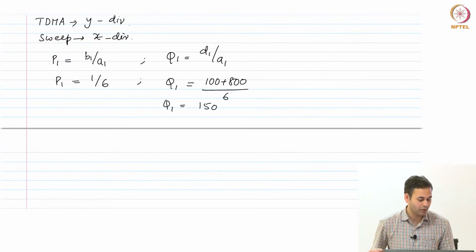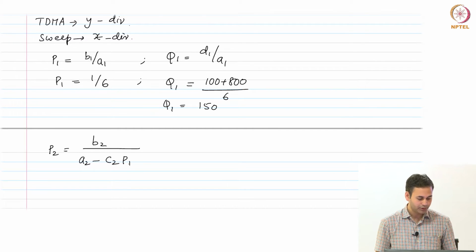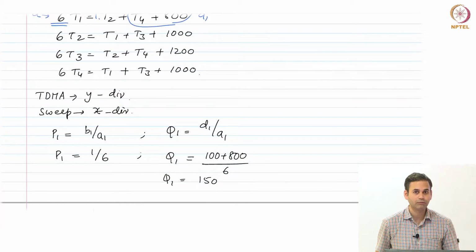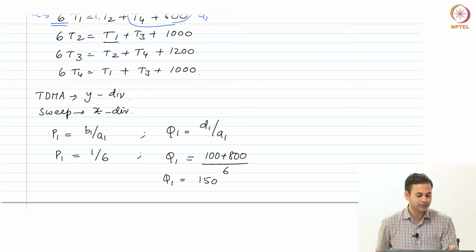P1 and Q1 are there. Then what about P2? P2 would be how much? I want the expression, that is B2 upon A2 minus C2 P1, right. So, we are looking at cell 2. What is B2? B2 is 0, because we have to look for the cell which is in the transverse direction. So, we do not have one, because here 1 is i minus 1.